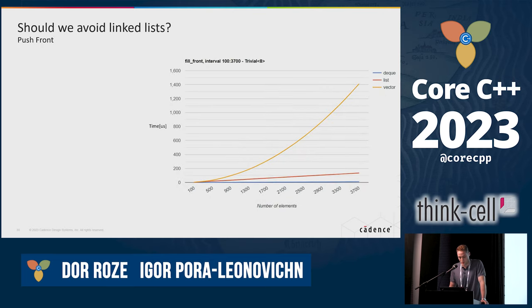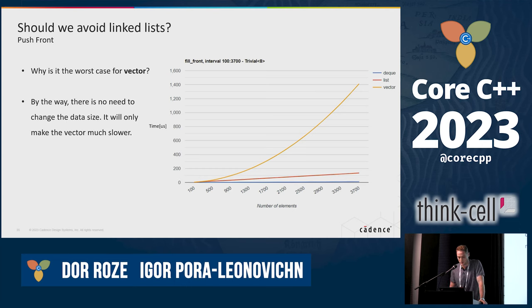So should we avoid linked lists? Let's look at the push front example. So why is that the worst case for vector? We already answered this question, right? It's because you have to copy each one of the elements and shift them right.